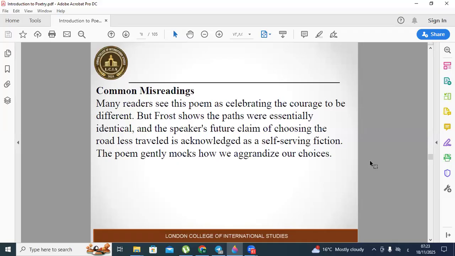The poem gently mocks how we aggrandize our choices, how we claim uniqueness and courage for decisions that were actually quite ordinary. This doesn't mean the poem is cynical. It's sympathetic to our need for meaning, but it's definitely ironic. Understanding this irony transforms the poem from a simple inspirational message to a sophisticated meditation on narrative choice and self-construction.